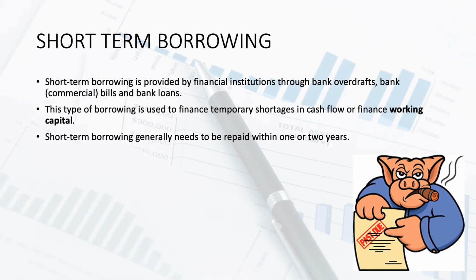So one form of borrowing is short-term borrowing, and this type of borrowing is when we are only needing money for a short period of time. And when we talk about short-term, normally saying within about 1 or 2 years, where we borrow the money and have it repaid.